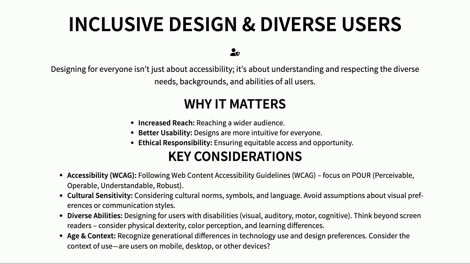But it goes much deeper than that. We have to think about cultural nuances. What might be perfectly acceptable in one culture could be offensive in another. And crucially, we must design with diverse abilities in mind, considering things like visual impairments, motor limitations, or cognitive differences. Finally, let's remember that people use technology differently based on age and the context they're using it in.